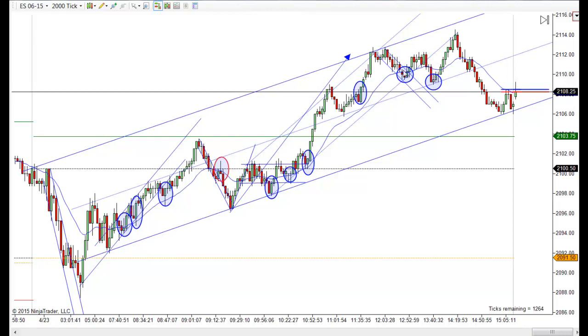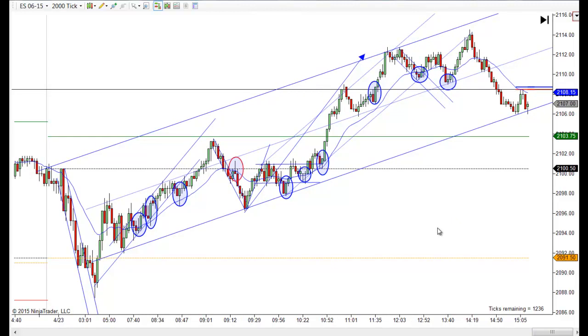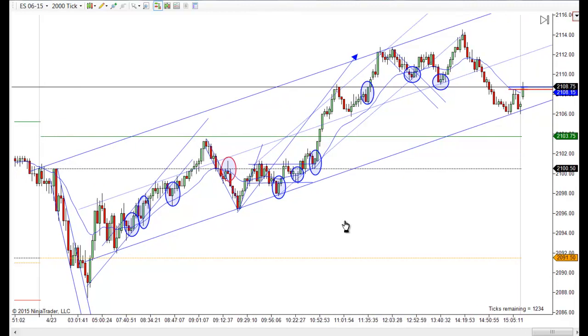And it did work, and we were coming off the high, but I just think it's too risky because that's the first break of that channel. It could have just gone a tick or two and then turned back up and then come down, and that's not uncommon. Not uncommon at all. So you've got to be careful.